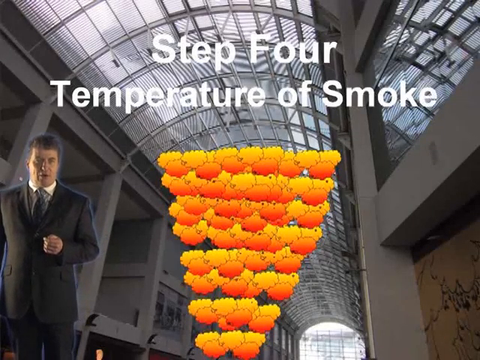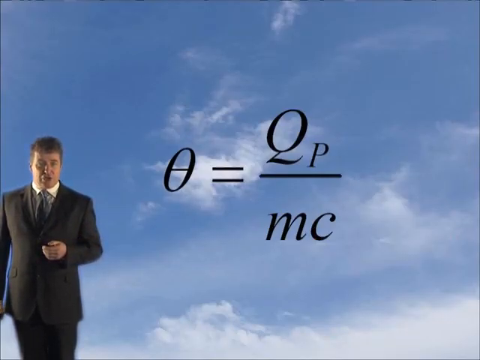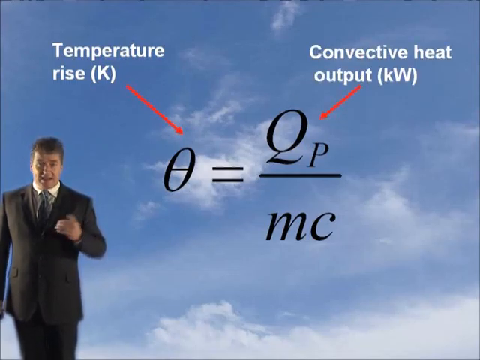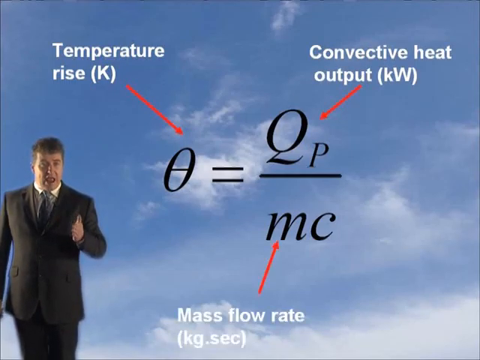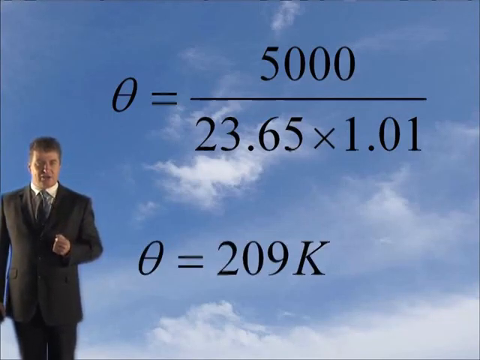Let's move on to step 4 now, determining the temperature of the smoke. And the formula to apply is as follows. Theta equals QP divided by MC, where theta is your temperature rise in degrees Kelvin, QP is the convective heat output in kilowatts, M is your mass flow rate of smoke in kilograms a second, and C is your specific heat capacity. If you put them in, you'd get a theta value of 209 degrees Kelvin. And this is the temperature increase.